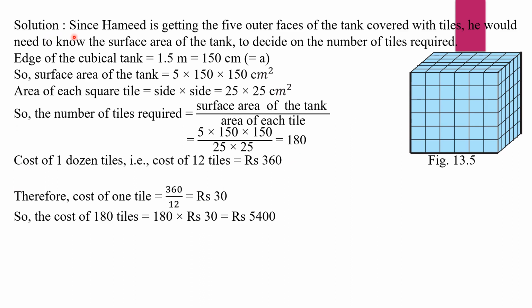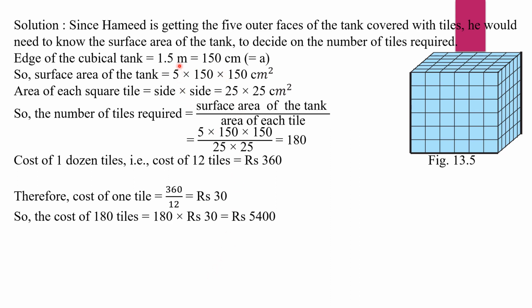Now come to the solution part. Since Hamid is getting the 5 outer faces of the tank covered with the tiles, yes or no, my children? He has to cover these 4 sides and the lid with the tiles. So he has to get the area of the 4 outer faces of the tank. He would need to know the surface area of the tank to decide on the number of tiles required. Okay, my children? Understood this sentence? Right. Edge of the cubical tank is equal to 1.5 meters, that is equal to 150 centimeters. Okay, my children, understood this point?